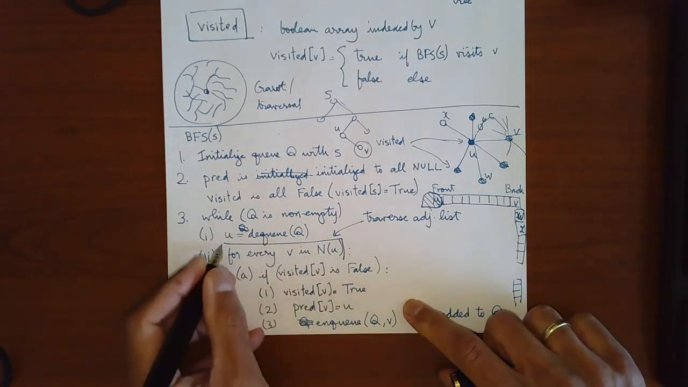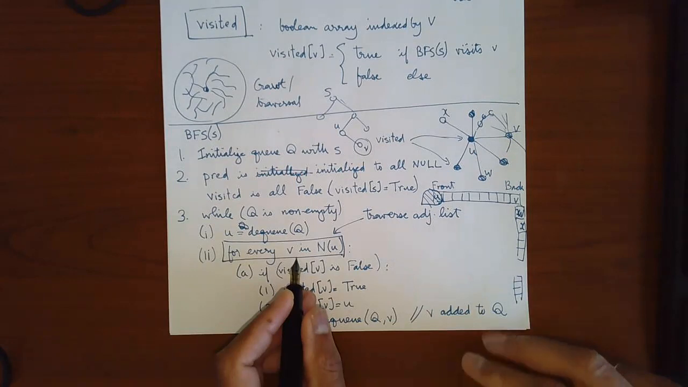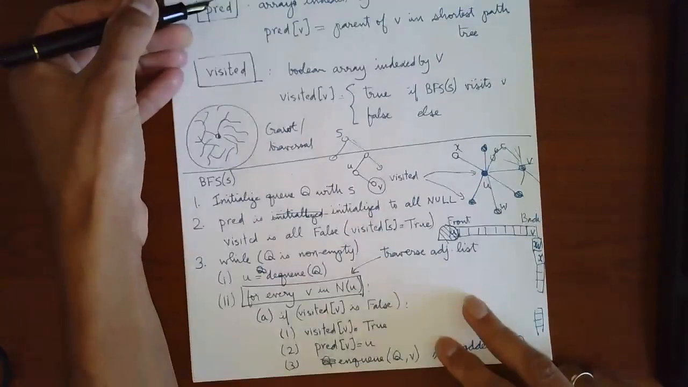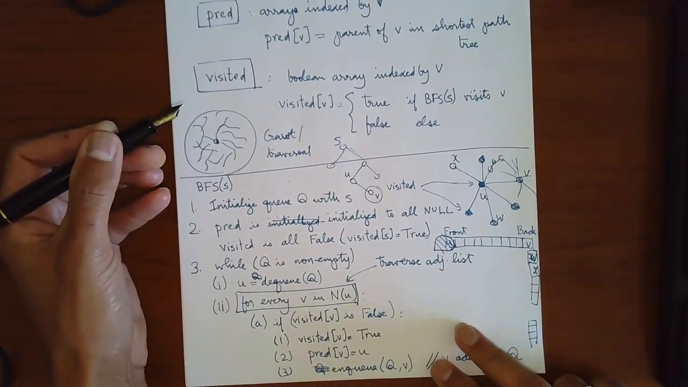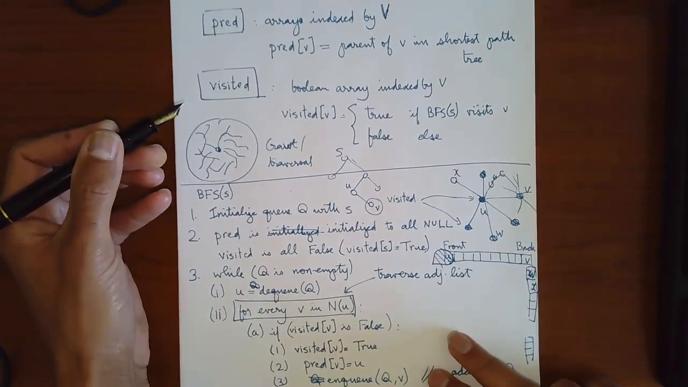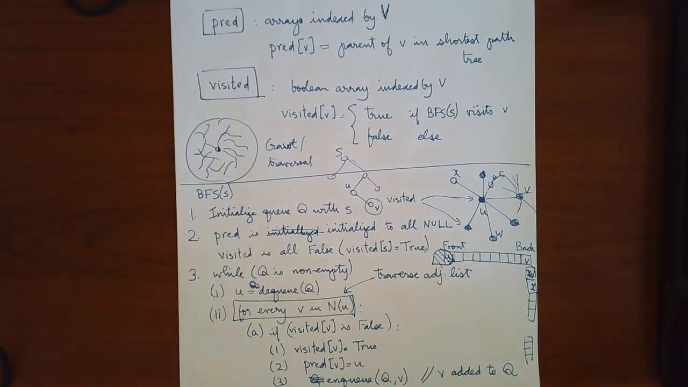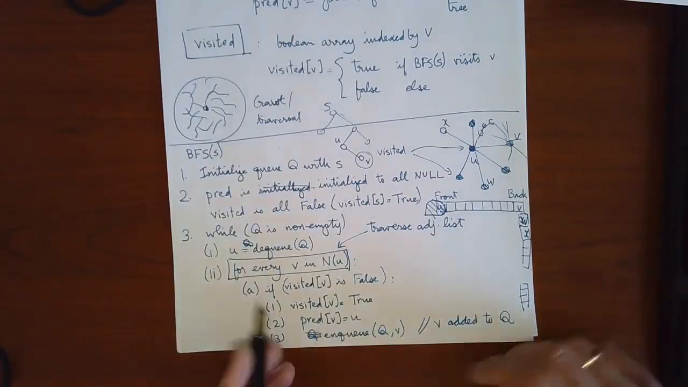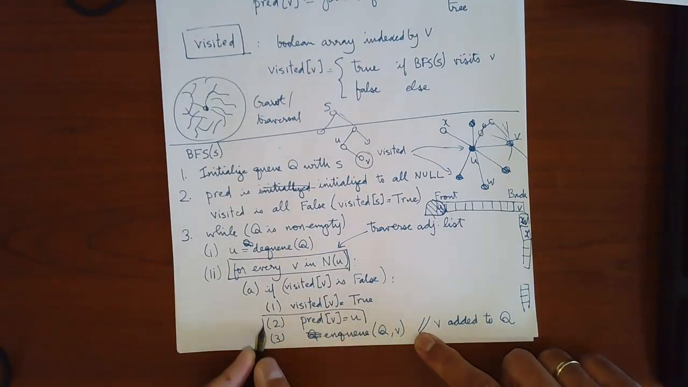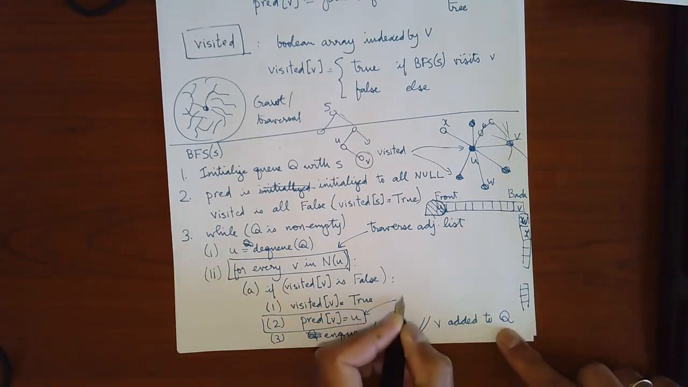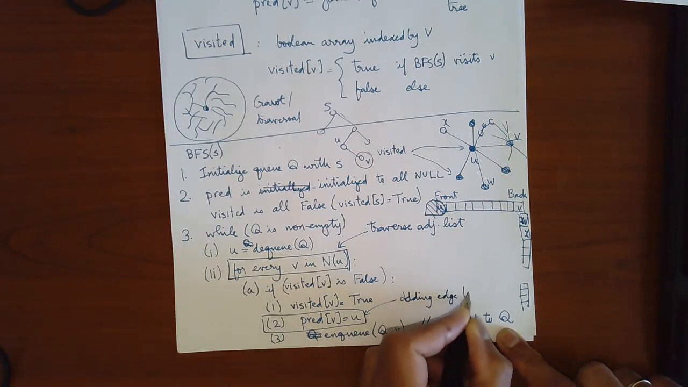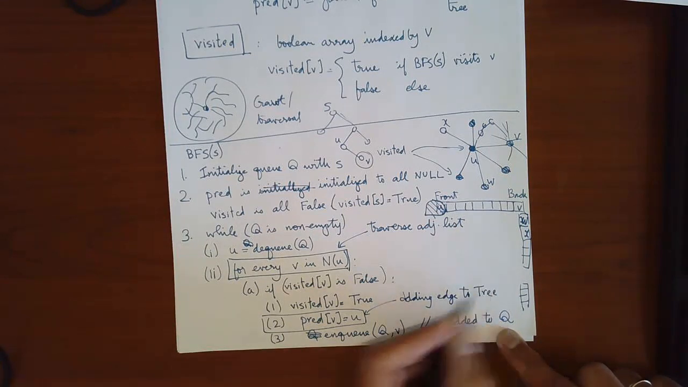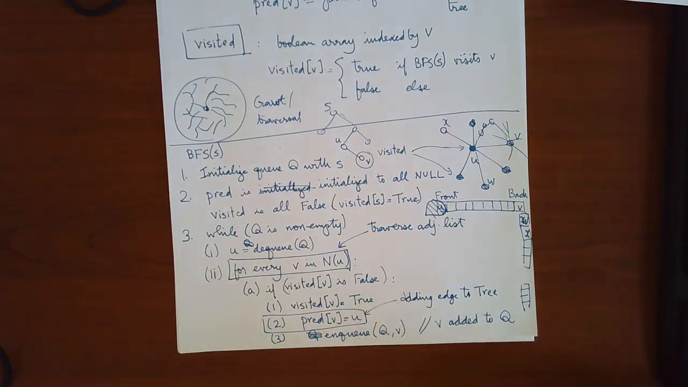I want you to distinguish between two things. There is the graph, which is your input, and there is the tree that you're building. So we already have the graph. You already have the graph, but you're building the shortest path tree. This step is really adding an edge to the tree, not to the graph, but to the shortest path tree.